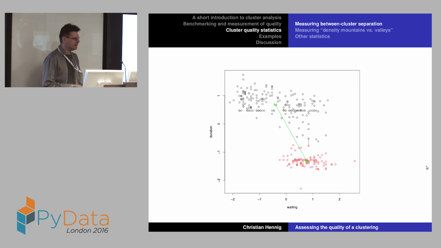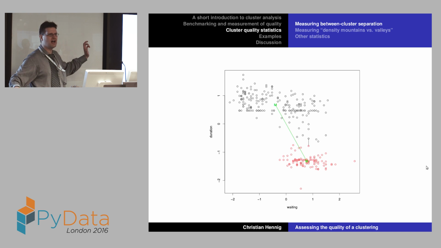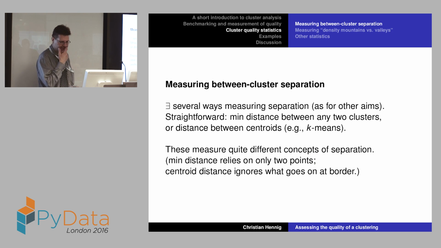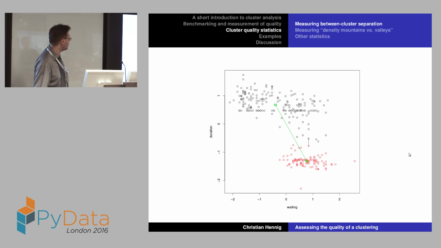Or you could say, we are interested in how far the means of the clusters are away from each other. Now, actually, these two give you quite different concepts of separation. So the minimum distance relies only on 2 points, and the centroid distance ignores what goes on at the border between the clusters, so in here.